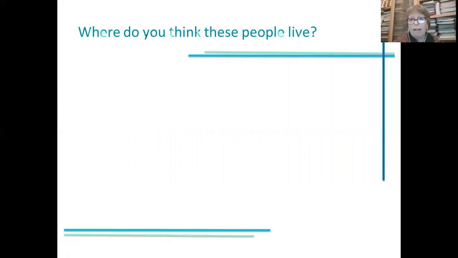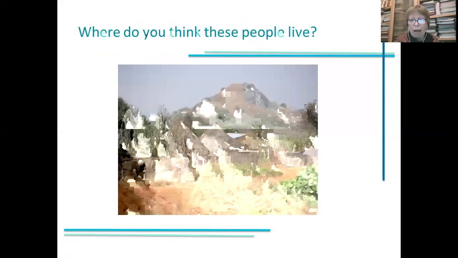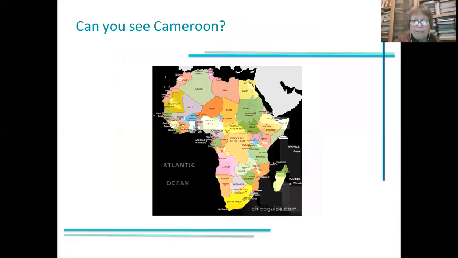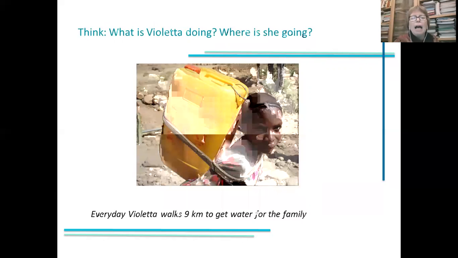Children gave their ideas. And then I show the picture to help them after the first ideas. And then I gave the solution. These children are from Cameroon. Can you see Cameroon on the map? Students were given atlas and they had to look for Cameroon on the atlas. And now it's time to think, what is Violetta doing in your opinion? Where is she going? They made their prediction and then we discovered that every day Violetta walks 9 kilometers to get water for the family.